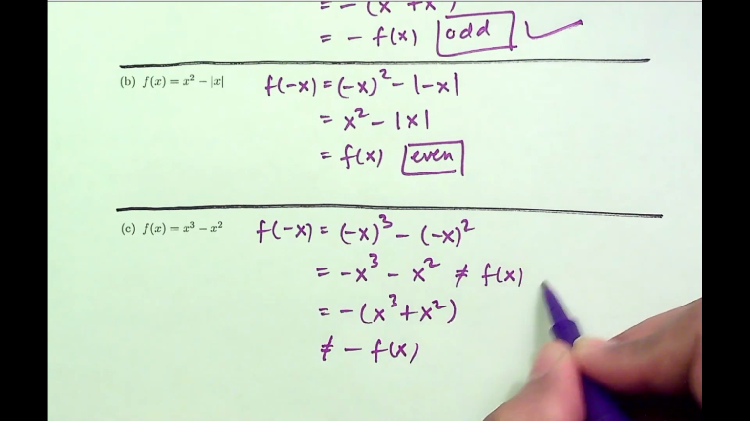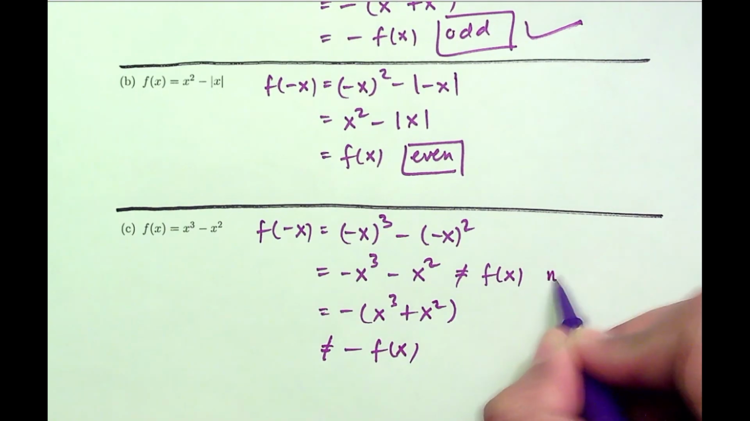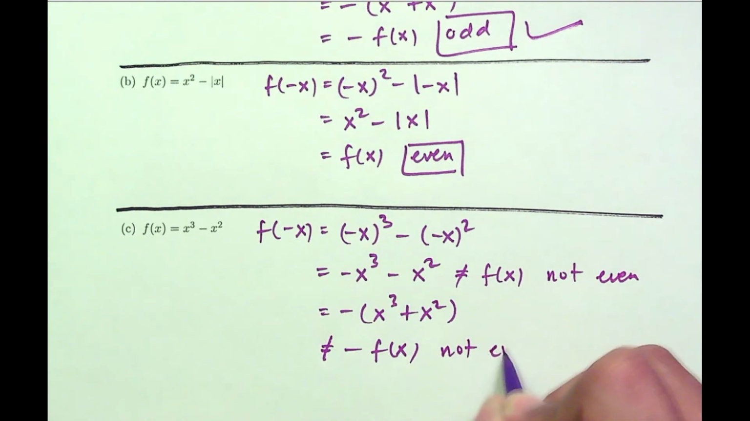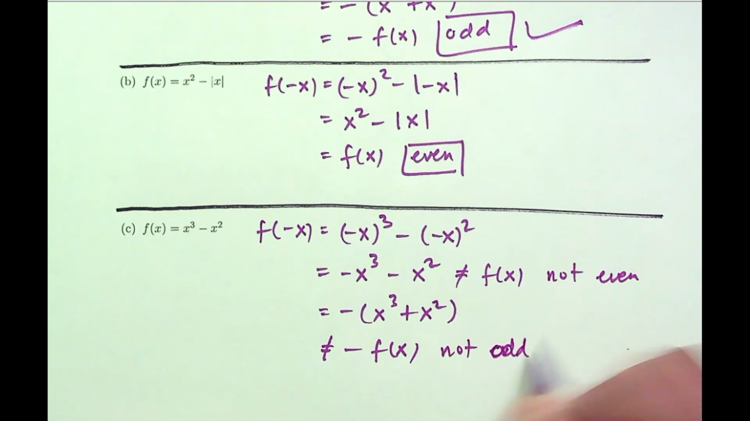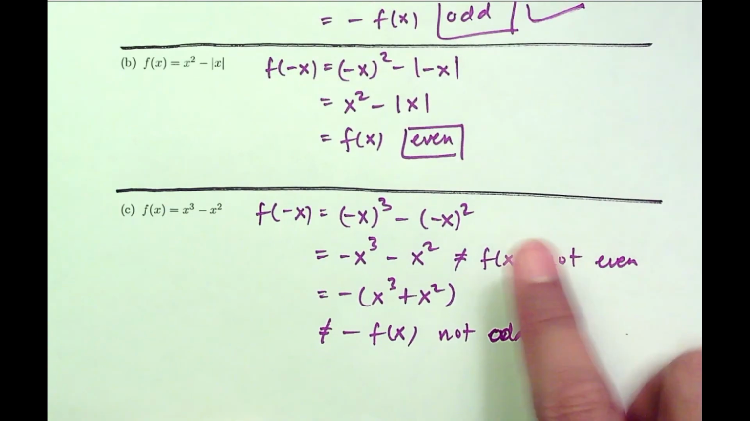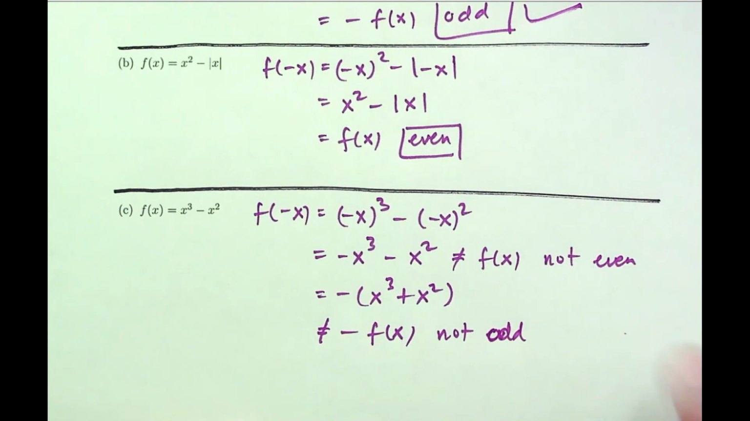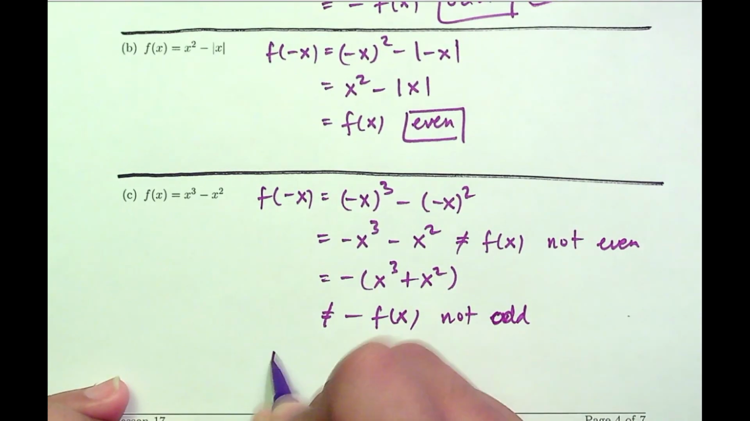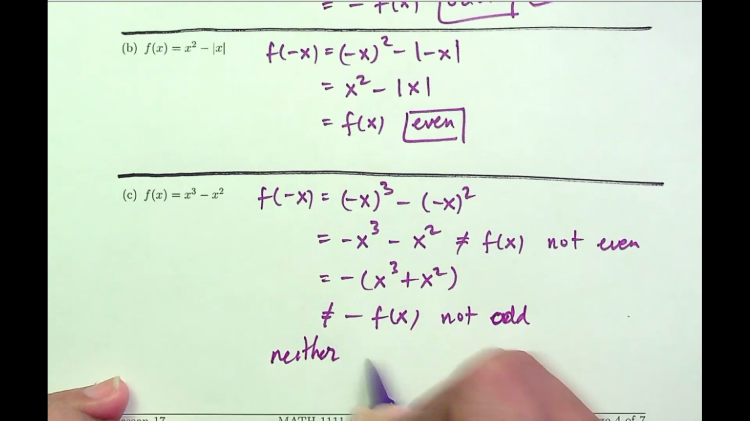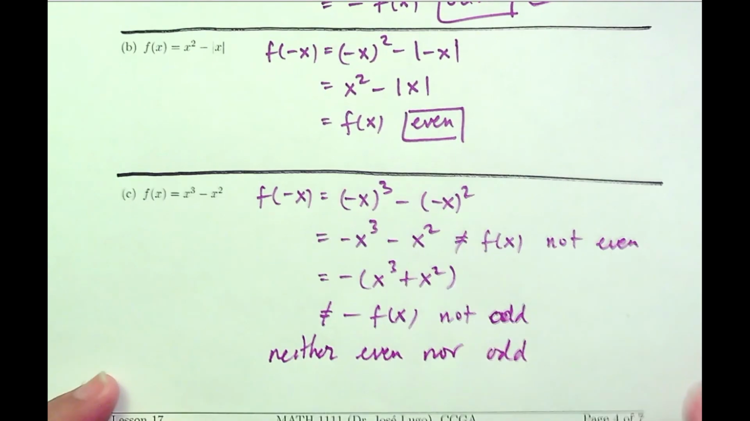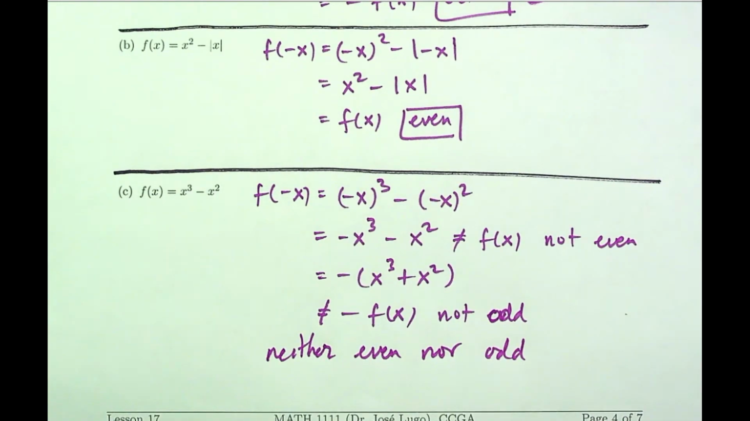So the function is not even, and is not odd either. So we compare it against f of x, they're not the same. We compare it against negative f of x, they're not the same either. So the function is neither even nor odd.